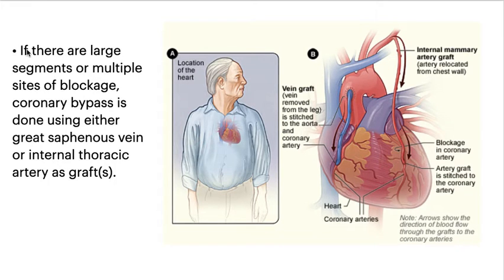Now, if there are large segments or multiple sites of blockade, a coronary bypass is done using either the great saphenous vein, you can see this is a venous graft, or an internal thoracic vein. This is a graft from the internal thoracic vein. So you can see it is connecting from the aorta directly over here, bypassing this blockade route. Okay.